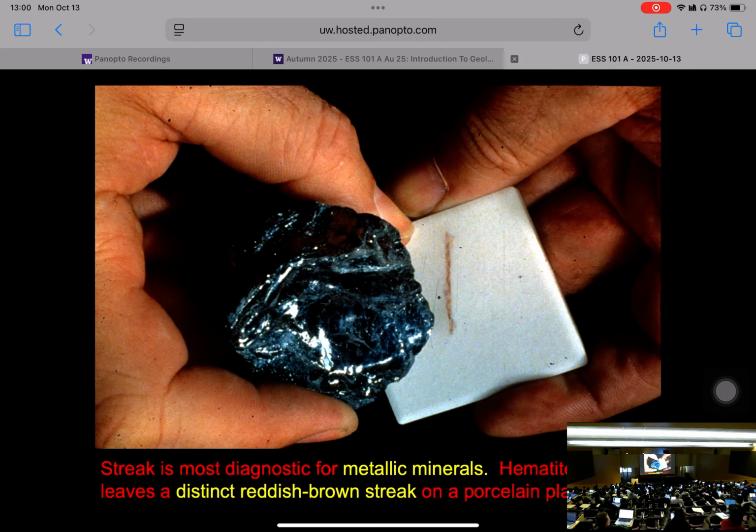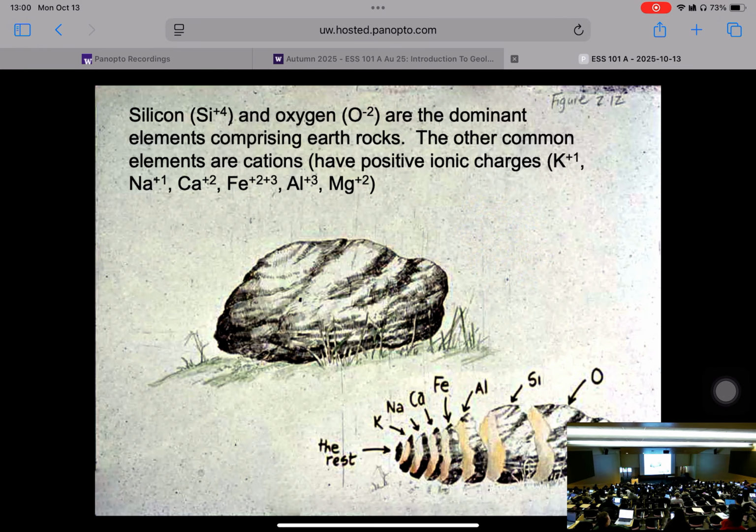So that's kind of what you're going to be doing this week in the lab, applying what we're learning in the lecture hall, particularly the chemistry side of things. Now, let's look at the silicate minerals, right? Since they're the dominant minerals.